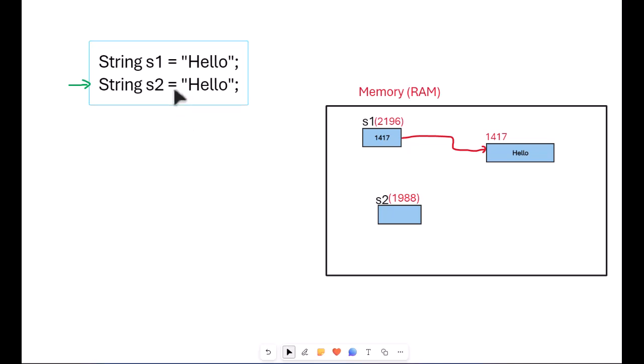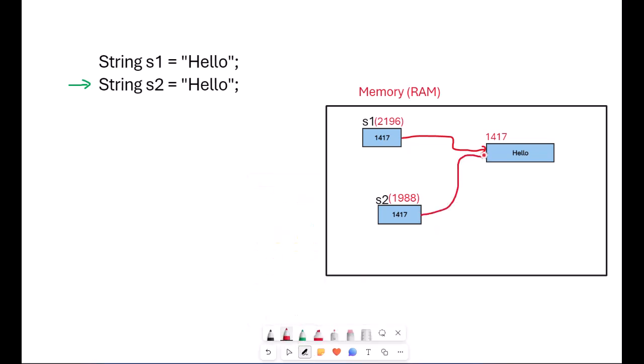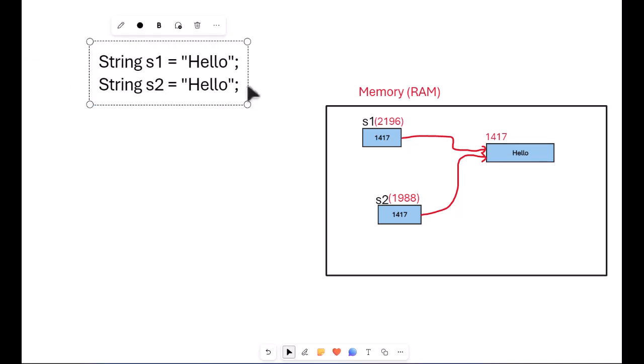Now when I do the assignment, you see, Java is going to put the address 1417 because it knows that this literal hello is the same as the previous literal. It knows where hello is in memory. Because you are using literals, Java knows where hello is in memory. Alright, now let me add a third line.